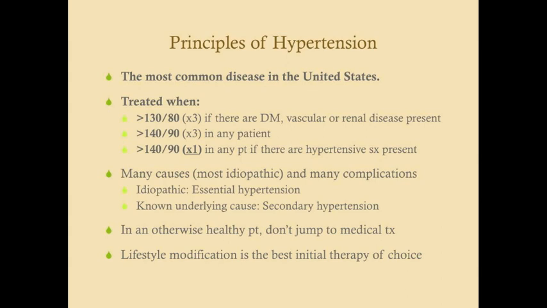The USMLE often will tell you that a patient comes in and they have a blood pressure of 150/95. They're otherwise healthy and they have no other symptoms, no significant history. What's your next step, or what's your treatment plan for this patient? And the answer will not be to jump to pharmacotherapy. It will just be lifestyle modifications. So the only time we use pharmacotherapy is when we have a patient that's had more than 3 episodes of hypertension, or if they have an episode of hypertension and there are hypertensive symptoms that are present.